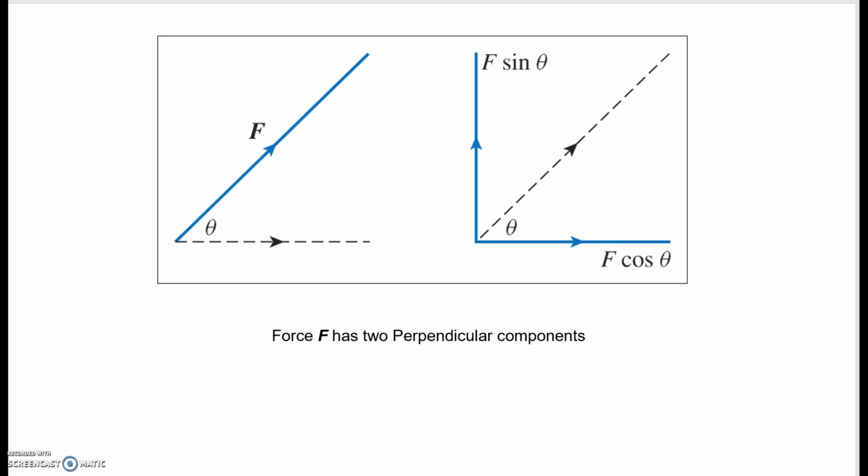In the previous example, we saw that two forces acting on a body can be replaced by a single force, and that was the one that we called R. And that single force has the same effect. Sometimes it's useful to take a single force and rewrite it as two forces that are acting at right angles to each other. So then we can say that F has been resolved into two perpendicular components. Perpendicular just means at right angles.